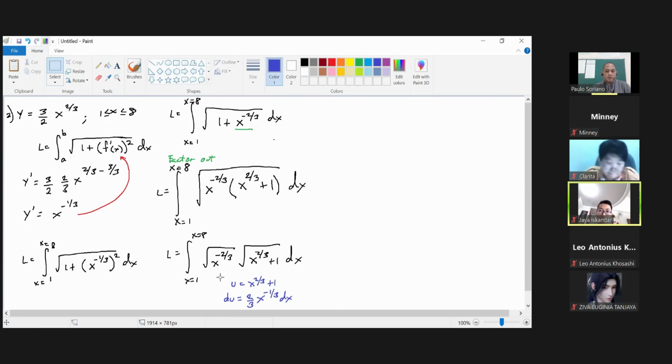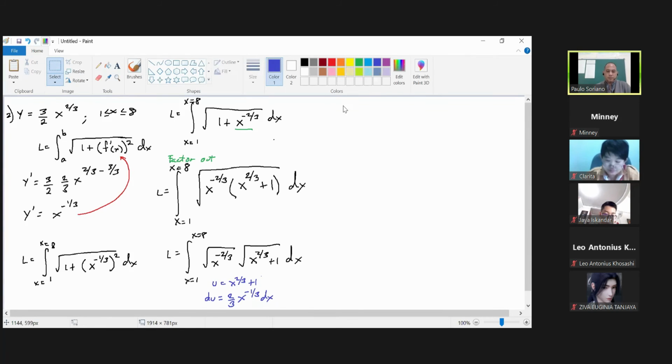And we will now have a dx of what? The dx is going to be 3 du per 2x raised to negative 1/3. Okay, so that will be 3/2, right? Yes. That will be 3/2 du per x raised to negative 1/3.